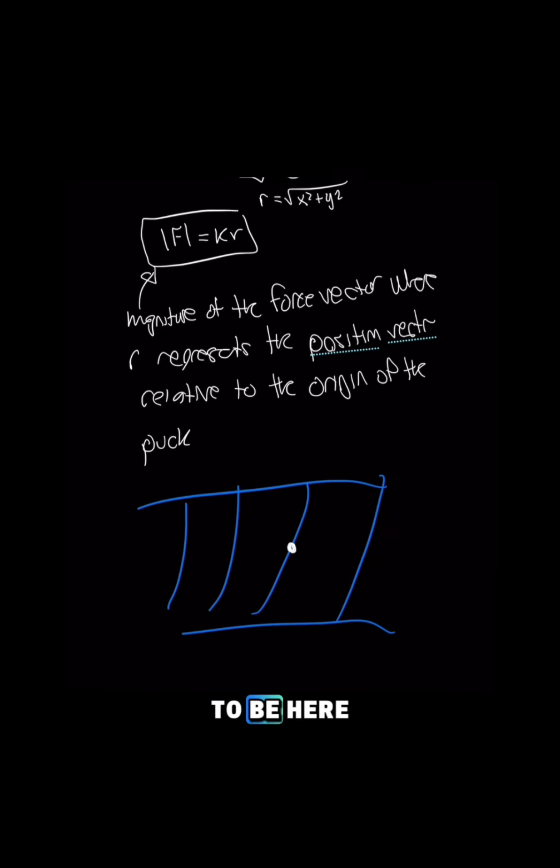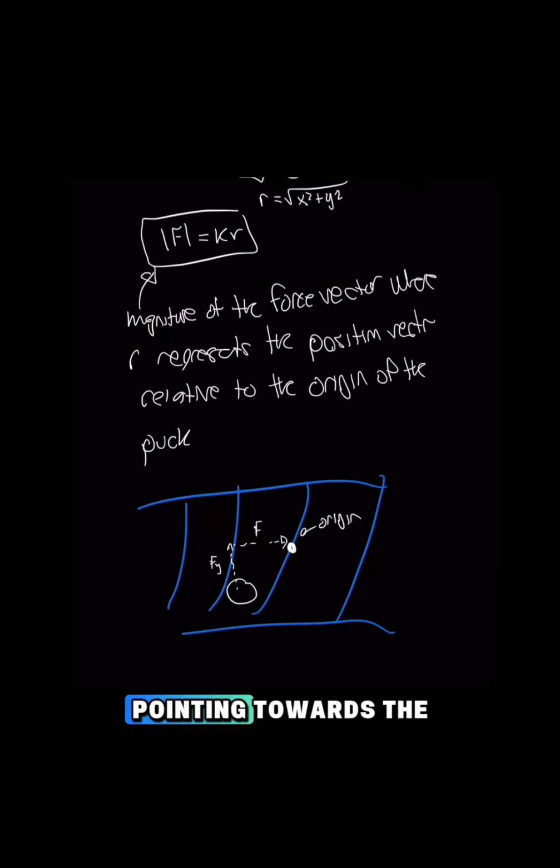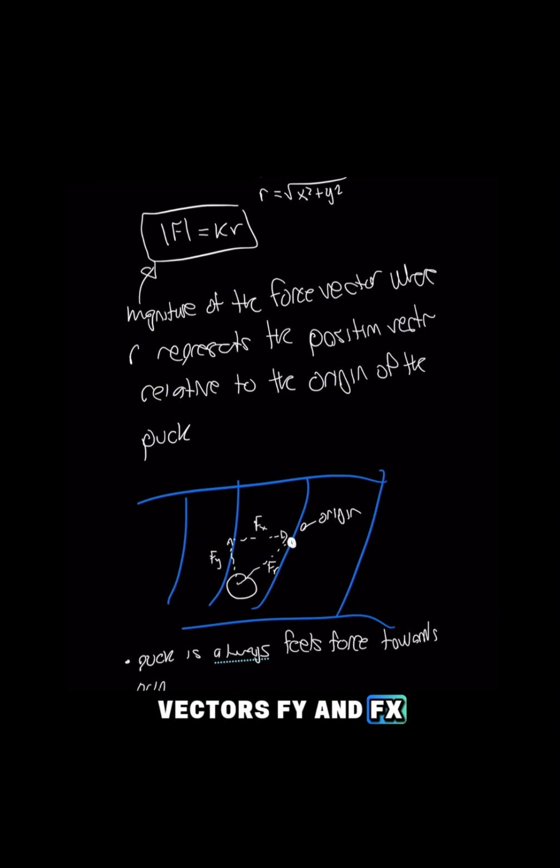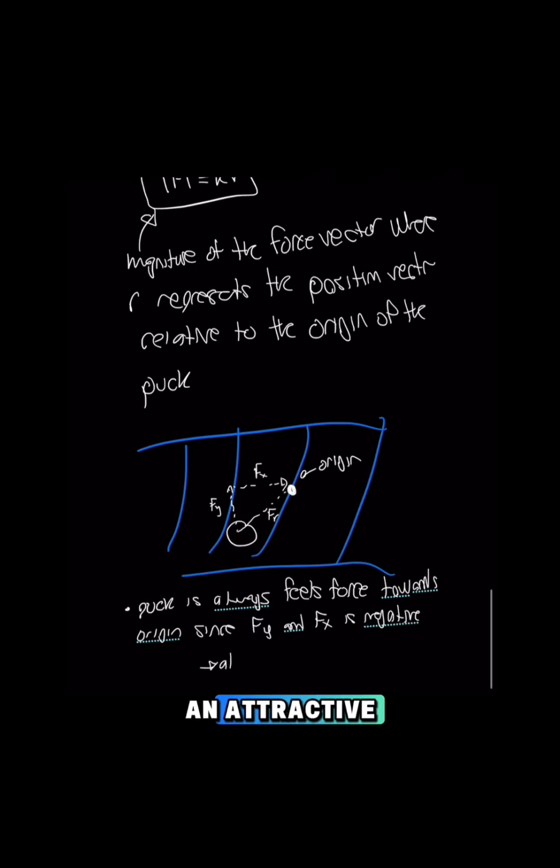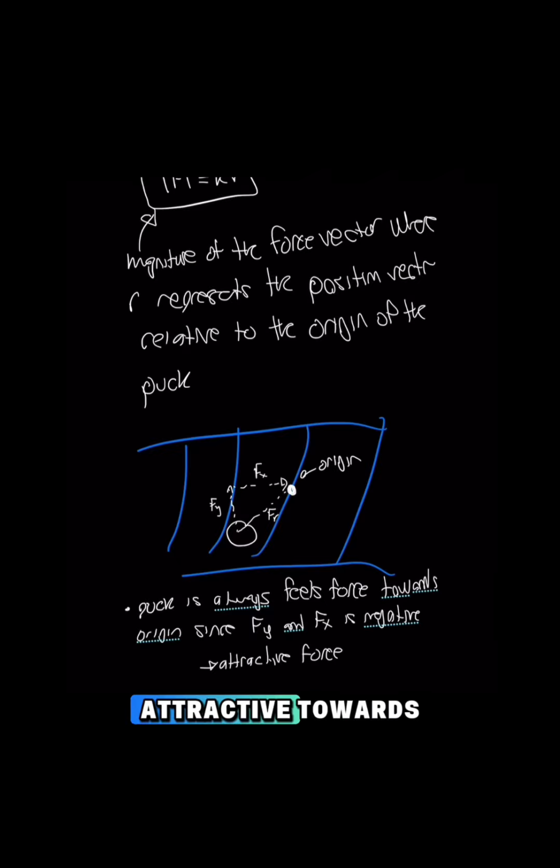If we take the origin to be here, the force vector is always going to be pointing towards the origin. This makes sense because the force components F_y and F_x are negative, so that means it's an attractive force. So the hockey puck is always going to be attracted towards the origin.